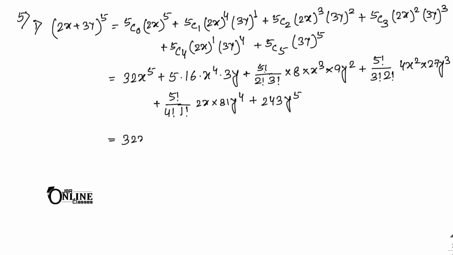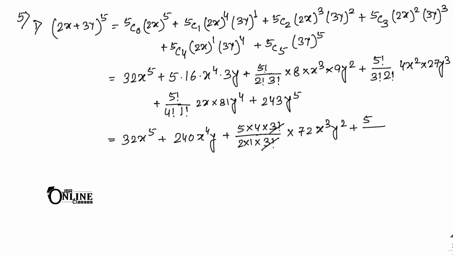So here 32x to the power 5, then 16 into 5 into 3, that equals 240. Okay, so 240x to the power 4 y. Next one, 5 factorial, you can write as 5 into 4 into 3 factorial, then 2 into 1 and again 3 factorial. So it cancels out, and here it's 72x cube y square. Then next 5 factorial, so 5 into 4 into 3 factorial, and that will be 3 factorial into 2 into 1, so 3 factorial cancels out.